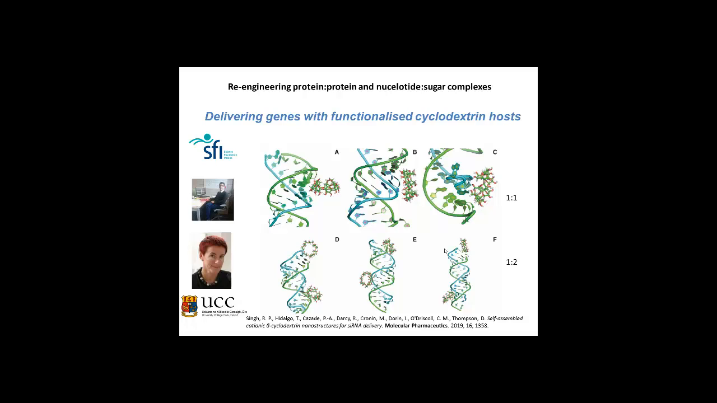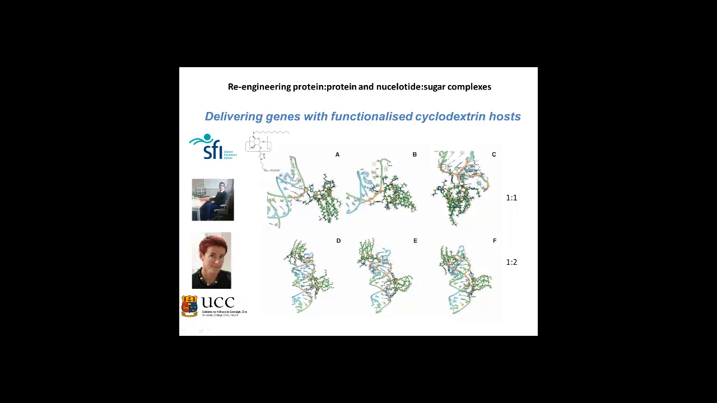Then more recently, again, this is Pierre's work, working with Katrina O'Driscoll down in Cork. We looked at formation of complexes between, in this case, nucleotides and sugars. So again, biomolecules, soft organic molecules. In this case, it's RNA, in this case siRNA, and these sugar molecules, these cyclodextrins. So we looked at a range of different complexes, one-to-one complexes, one-to-two complexes. And we also looked at the formation of superstructures of these functionalized cyclodextrins in solution.